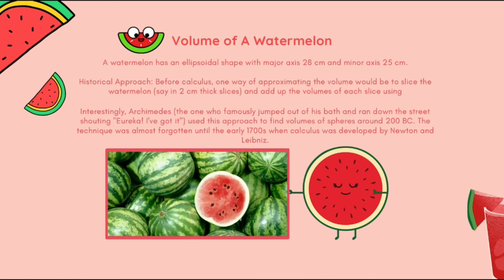Interestingly, Archimedes, the one who famously jumped out of his bed and ran down the street shouting, "Eureka, I've got it!" used this approach to find the volume of a sphere around 200 BC. The technique was almost forgotten until the early 1700s when calculus was developed by Newton and Leibniz.